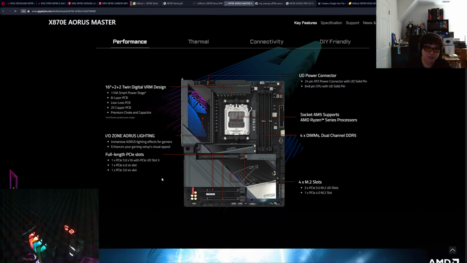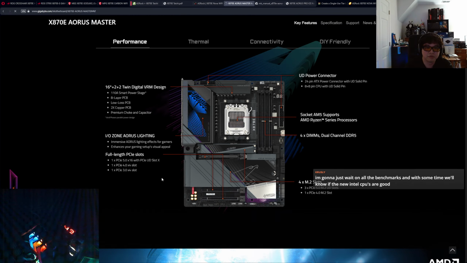You see the light at the top right is now red. Yeah, I don't know. I think it's just because the PCIe x8 slot's not plugged in or something.